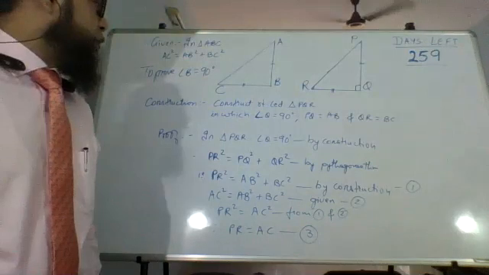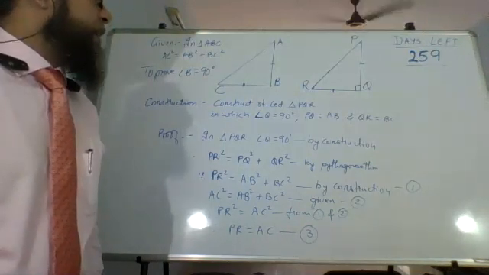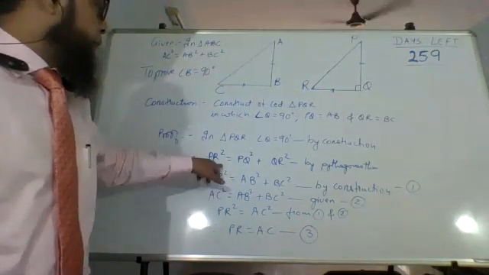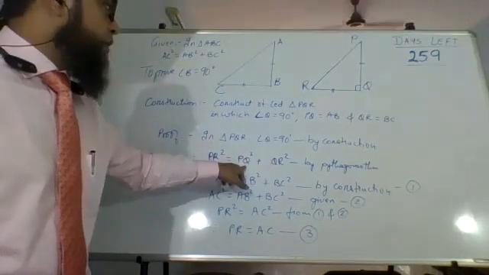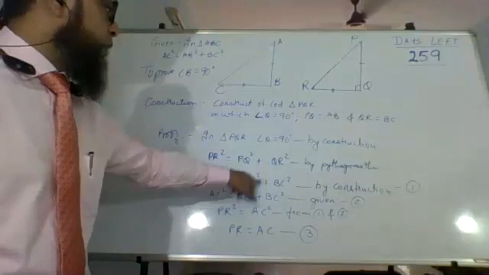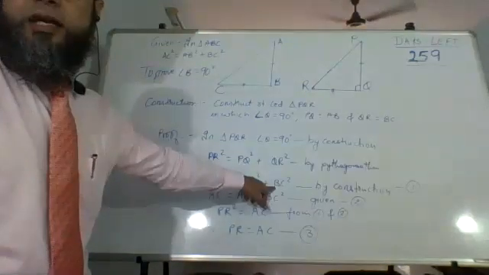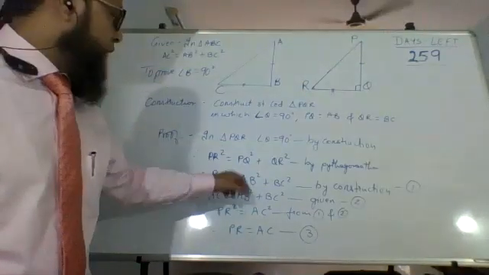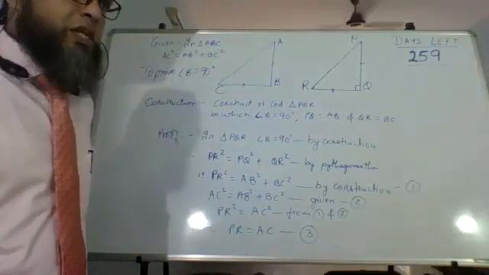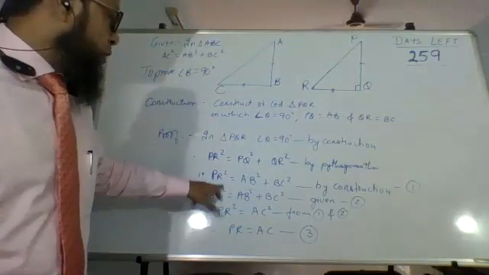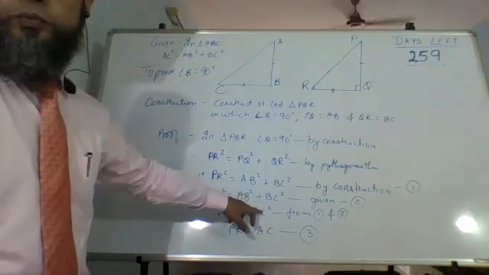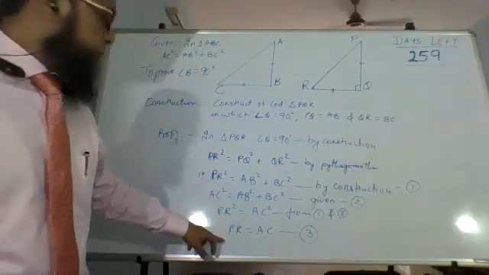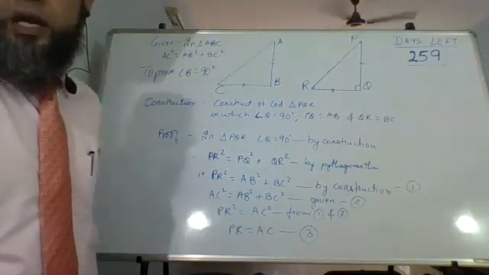Then in triangle PQR, since angle Q is 90 degrees, by Pythagoras theorem we get PR square equals PQ square plus QR square. But in place of PQ we can write AB because they are equal. In place of QR we can write BC, again because they are equal. So we get PR square equals AB square plus BC square. But we also know AB square plus BC square is AC square. Therefore, PR square equals AC square and hence PR equals AC.